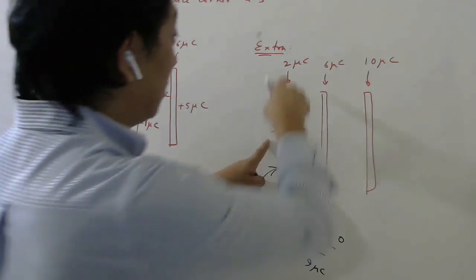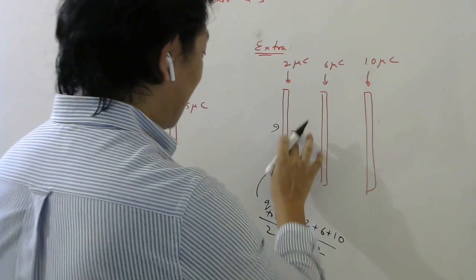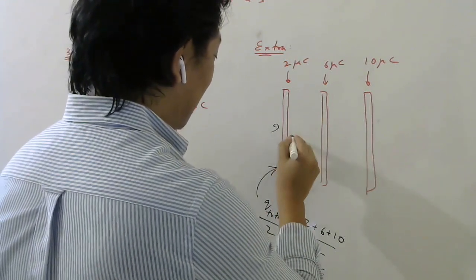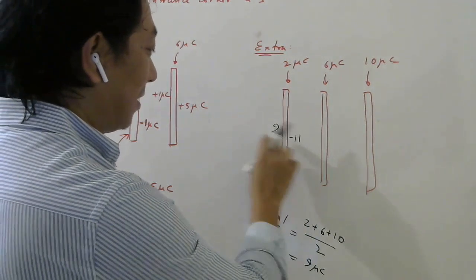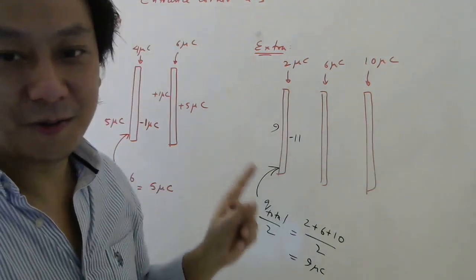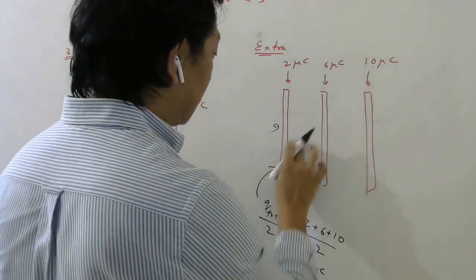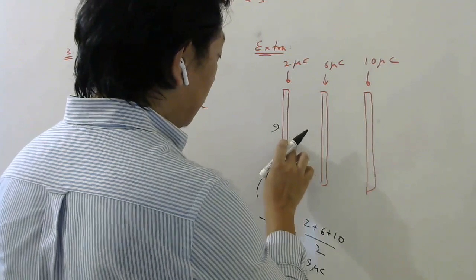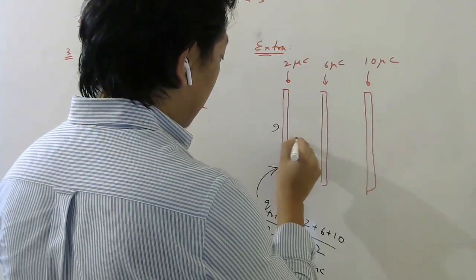This will be 9. Now this is 2. So this must be 7. Sorry, this must be minus 11. How can it be 7? If it is 7, then 9 plus 7 will be 16. But I have given only 2 microcoulomb. So if this is 9, no, it cannot be minus 11 also. If it is minus 11, what will the total be? Minus 2. So it will be minus 7.